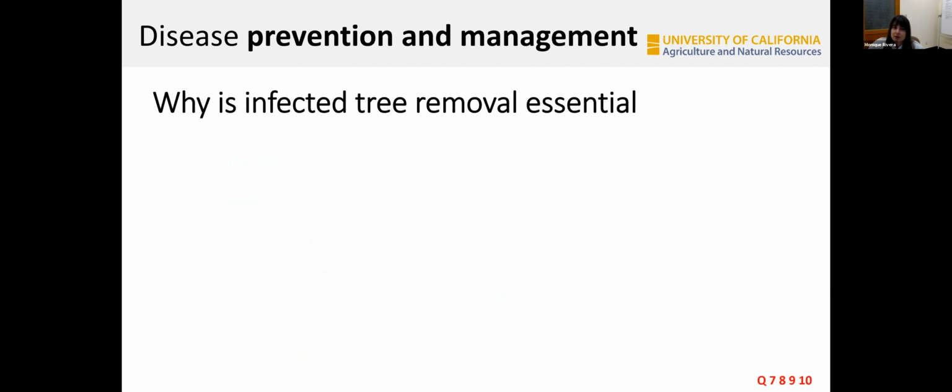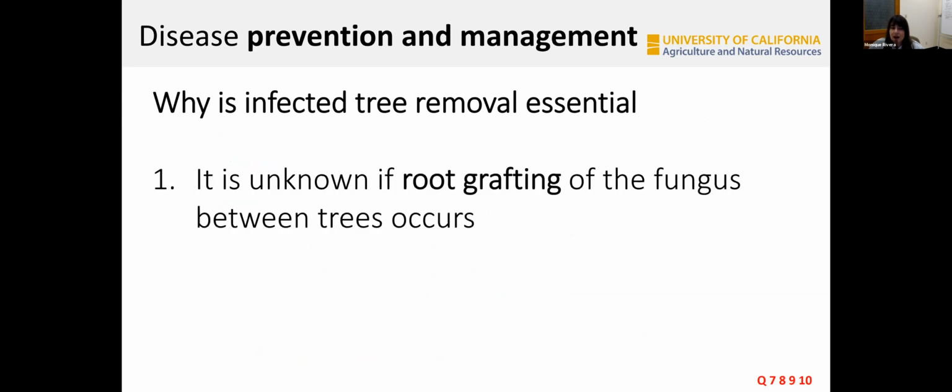A lot of times, when you're asking people to remove trees, it's also important to explain why that's being recommended. That primarily hinges on the fact that we're not sure if root grafting of the fungus occurs between trees. They're currently doing experiments, but it's a very difficult thing to investigate. As you can probably imagine, you have an established grove that's been there for 5, 10, 15 years. How are you to know whether this is being grafted? So this is greenhouse experiments, et cetera, and we're hoping to hear more back about that in the coming years.